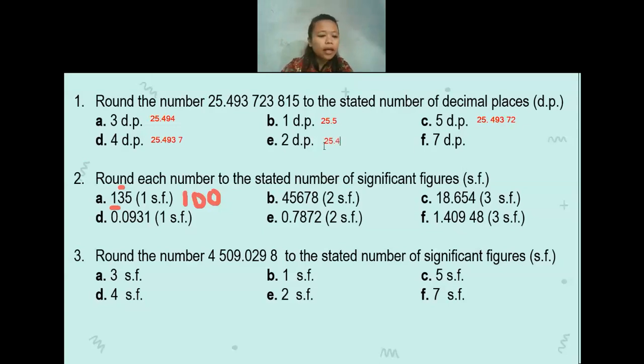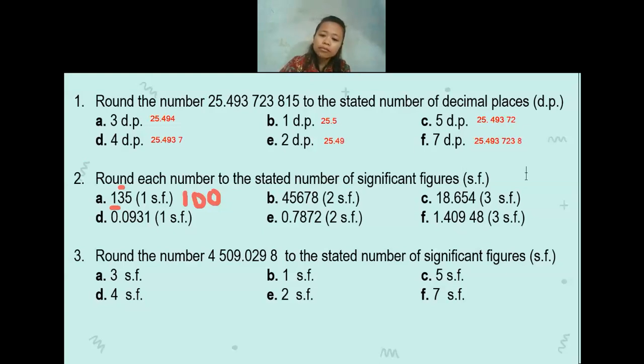25.49, okay. Thank you to those who already answered through the chat box. For question F, anyone can unmute yourself and try to answer. If we round off the number to the nearest seven decimal places, it will be, someone already told me through the chat box, thank you, 25.49372338. Alright. Is there anyone who is confused so far, or maybe my explanation is not clear enough?